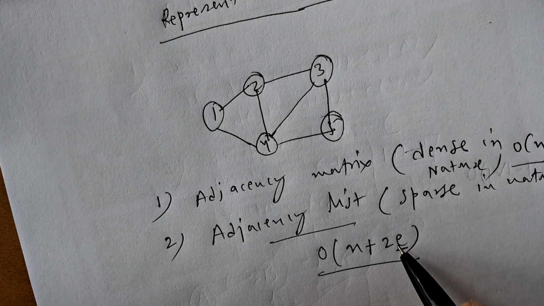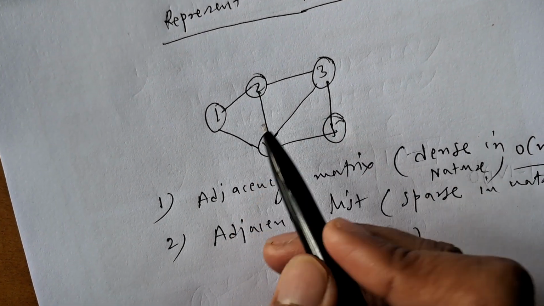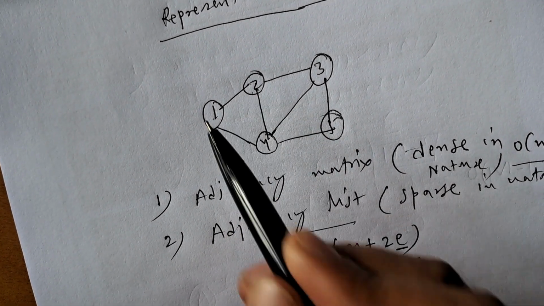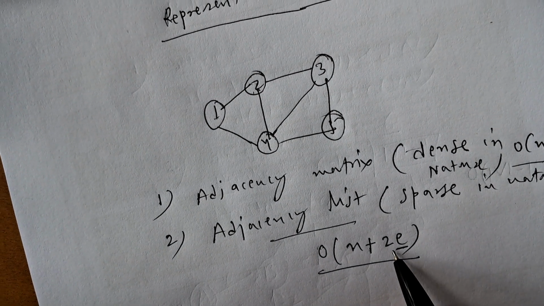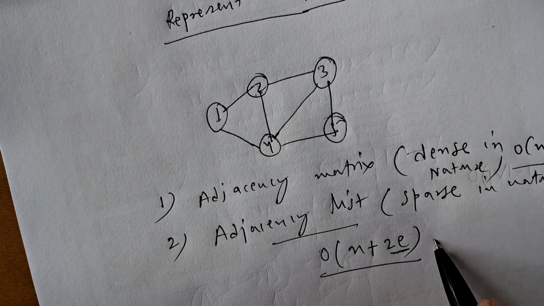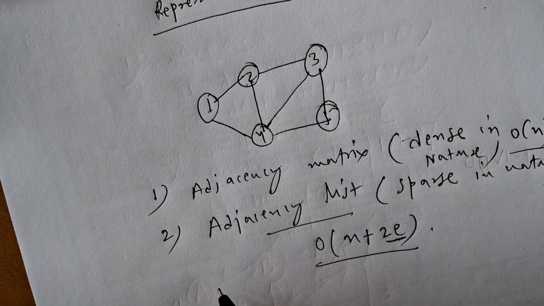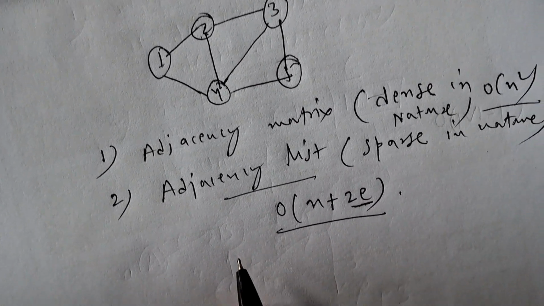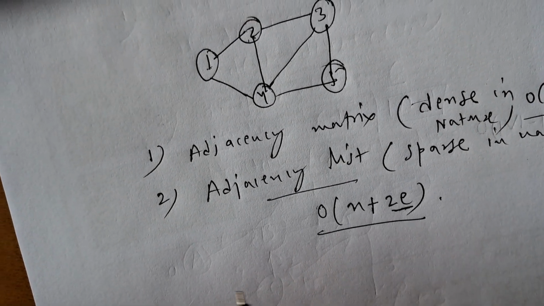One list you are maintaining from this end to this end, and another edge you are maintaining from 2 to 1, the 1 to 2 path. So the total space required will be the number of vertices plus twice of e. So it depends on the kind of graph. You may prefer either adjacency matrix or adjacency list.